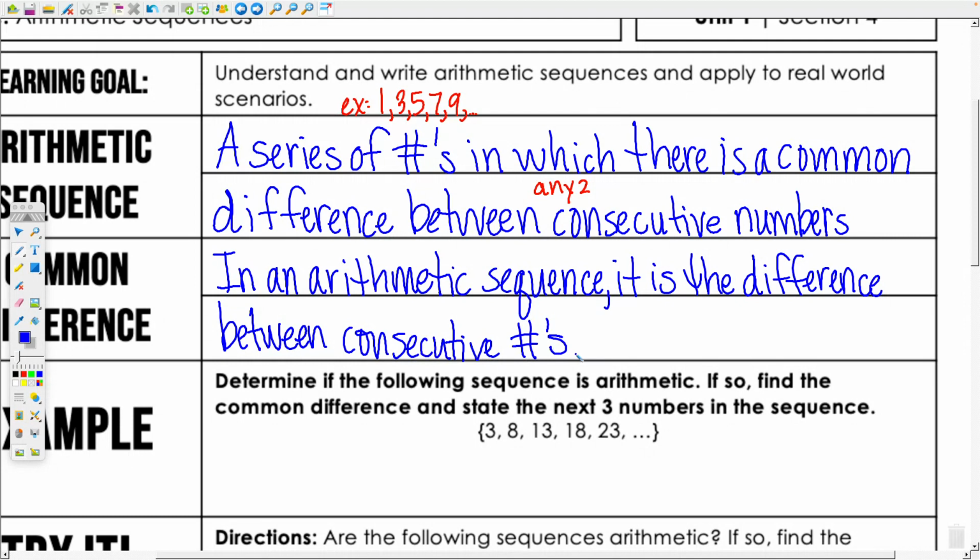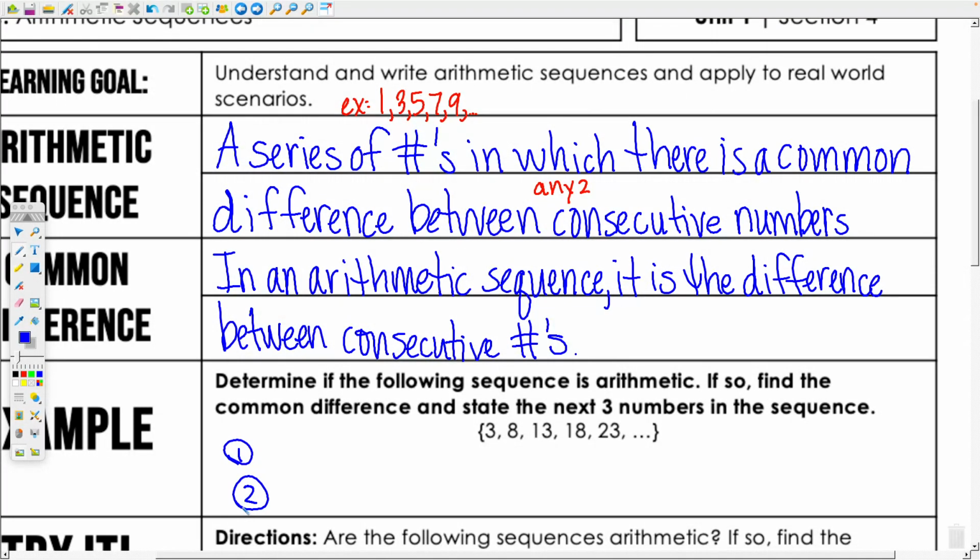All right, so let's try this. I'm not going to give you the same example that I put up there, 1, 3, 5, 7, 9, but instead, let's start with the number 3. If I start with the number 3 and I'm telling you that this sequence is arithmetic, I want you to tell me what's the common difference, that's 1, and then tell me what are going to be the next 3 numbers in the sequence, okay?